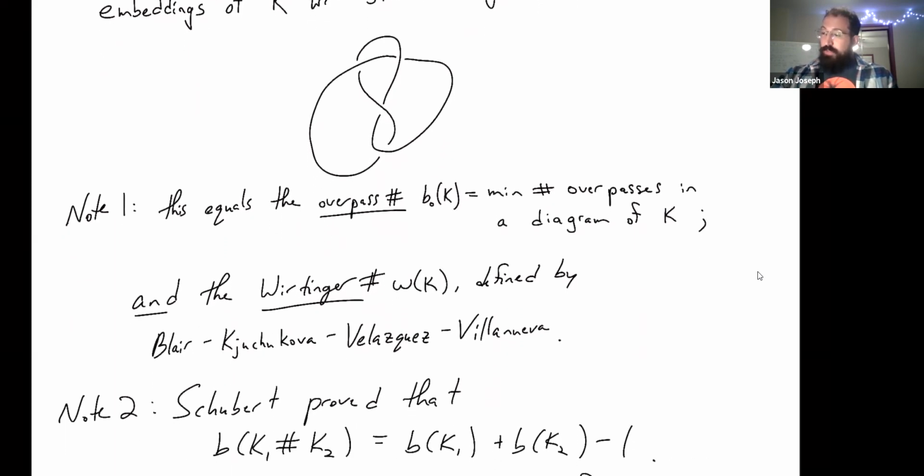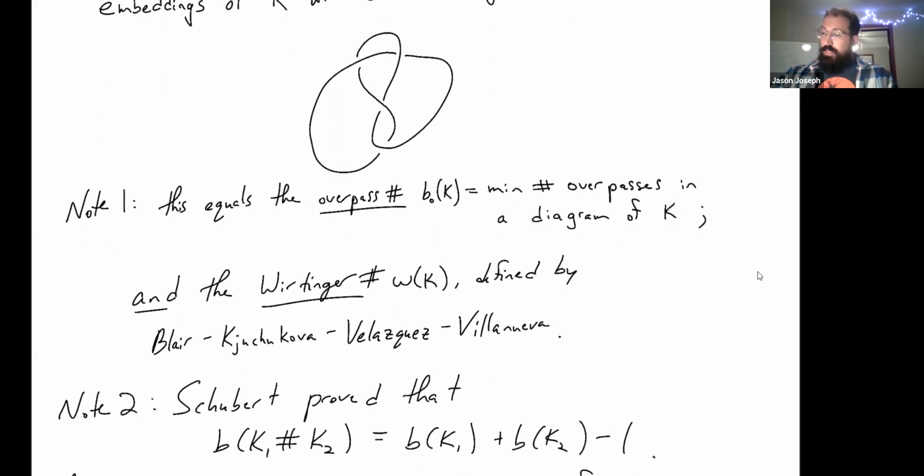Also, a nice fact about the bridge number is this -1 additivity, sometimes called Schubert additivity, because Schubert proved that this formula always holds for the connected sum. You get the sum minus 1, because you take the 2 maxima and just fuse them together when you do the connected sum. So that's great.